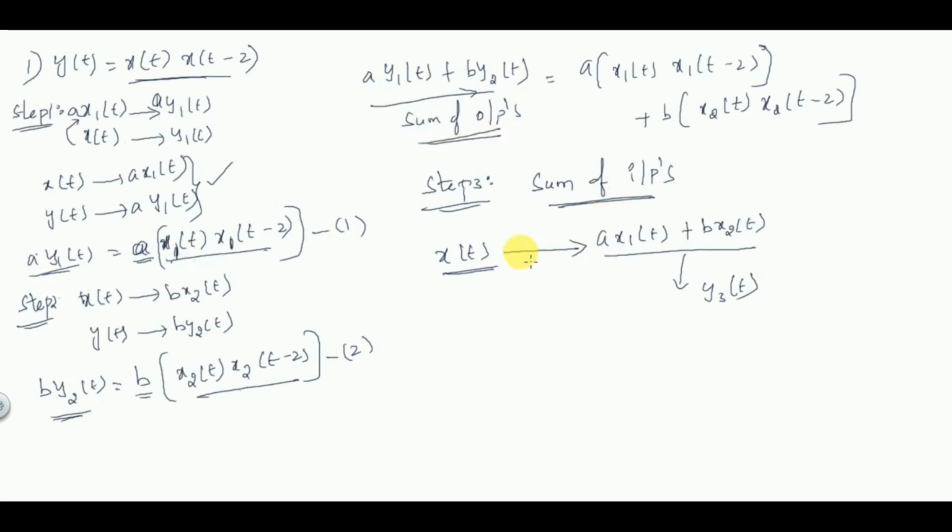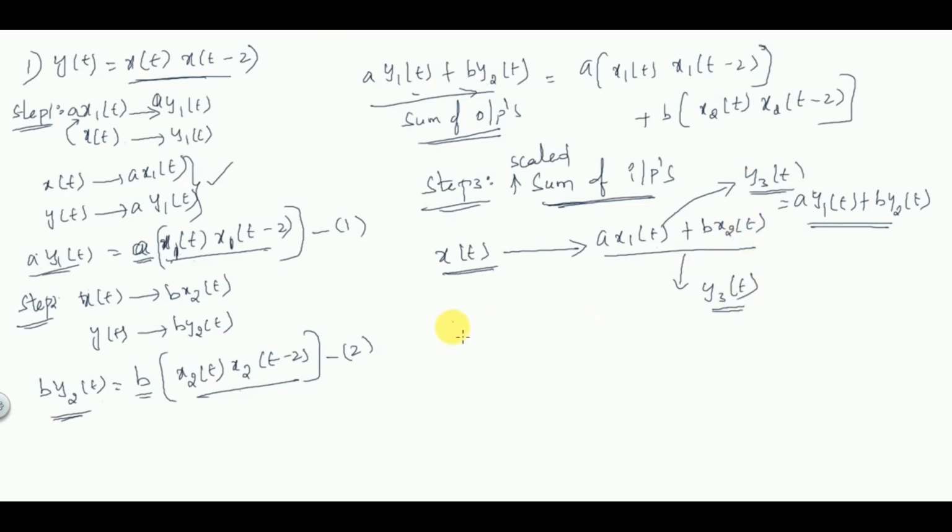Now in the next step, we give the sum of inputs as the input to the system, and we take that output as y3 of t. If y3 of t, which is the scaled sum of inputs, is equal to a into y1 of t plus b into y2 of t, the individual outputs, that is, if the output of the sum of the inputs equals the sum of outputs, then we can say that the system is linear.